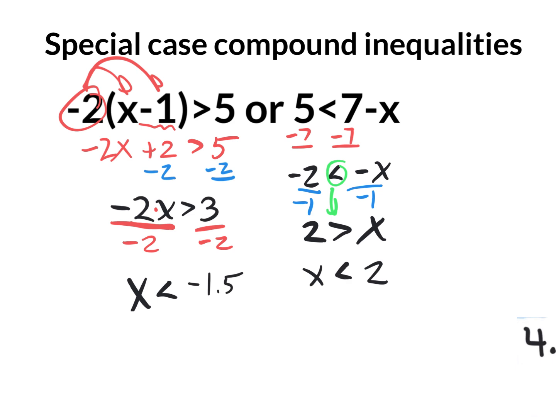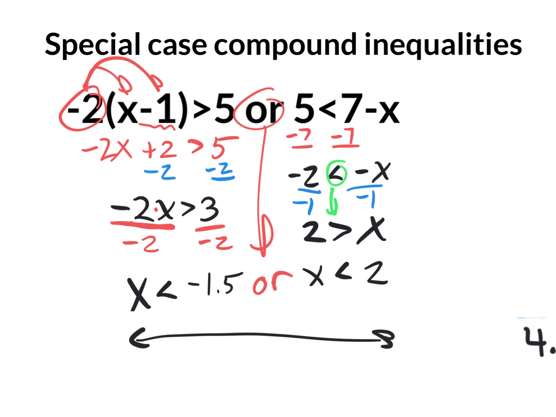So we have our 2 answers here with the word or right between them. The question is, how do we present our answers? Will it be both of them with the word or between it, or is it just going to be this one, or is it just going to be that one? In order to determine that, you have to go to a number line and see where the areas are at and think of the word or.